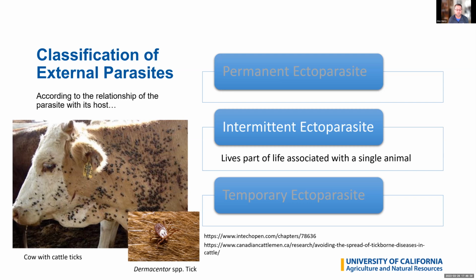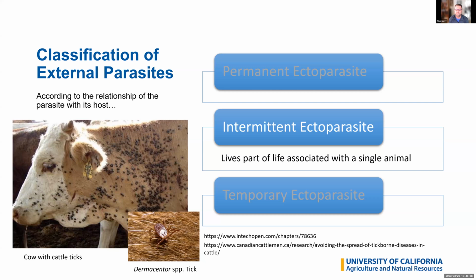A really good example of an intermittent ectoparasite are ticks. So you see pictured in the lower left here is a cow with cattle ticks. So this is the tick that causes cattle fever or Texas fever, for example. And then the small tick pictured in the middle part there is a Dermacentor tick or a wood tick. I'll talk more about these ticks later on in the talk.